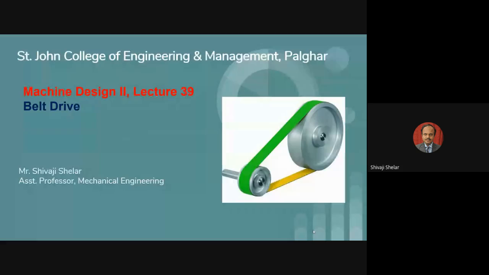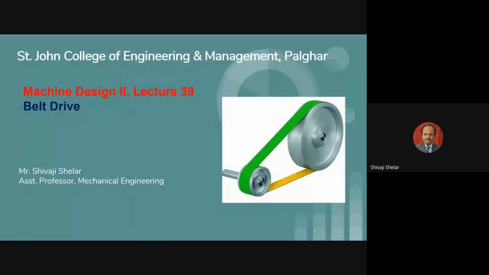Okay, today we will be starting with belt drive. We have started machine design 2 with gear drive. For power transmission, we use gear drive when a large amount of power needs to be transmitted. But the input and output shafts are very close in the case of gear drive. So there are applications wherein the input shaft and output shaft are at far distances.